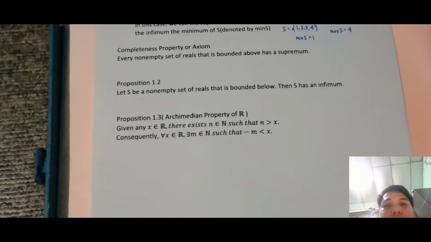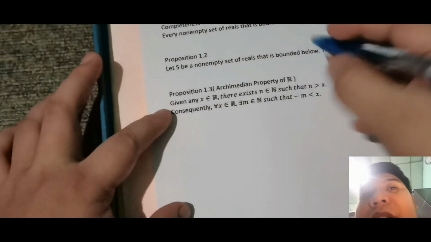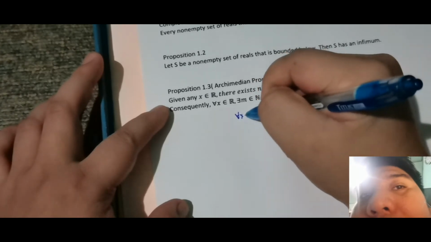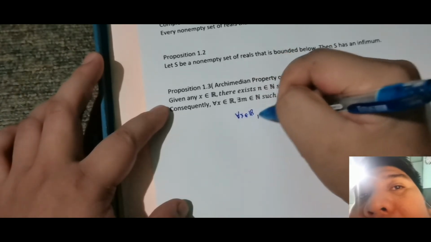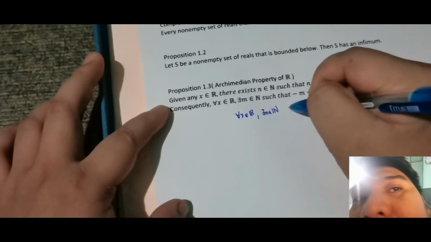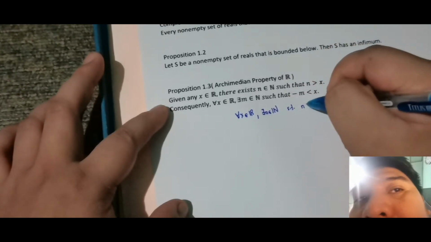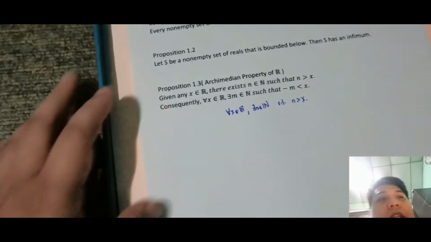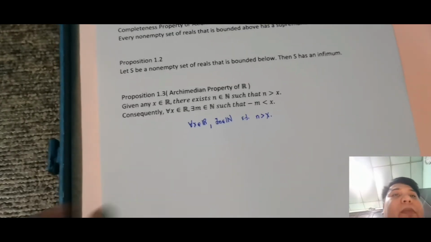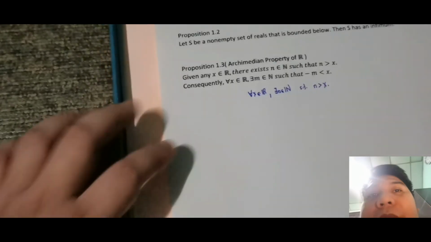Okay? Lagay ko lang ulit ito in symbol. Sabi, for all x element of real number, there exists n element of natural number such that n is greater than x. Ayan talaga si Archimedean property. Okay, so ngayon, paano siya i-prove? Ito yung kanyang proof.